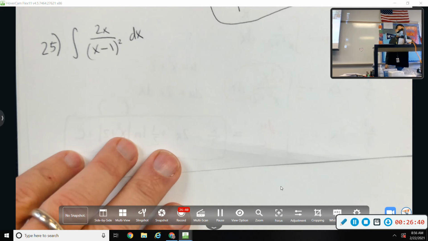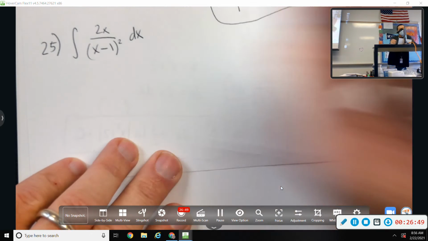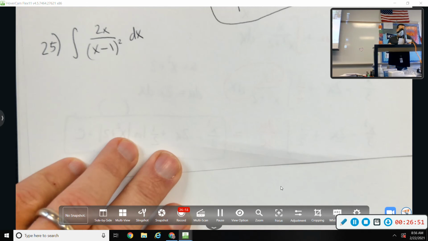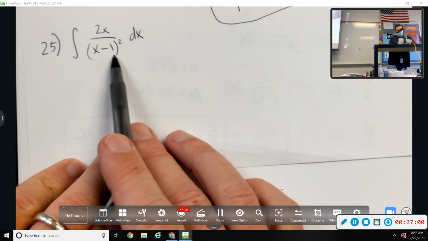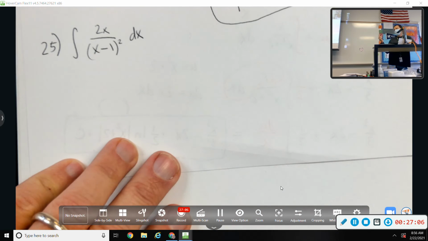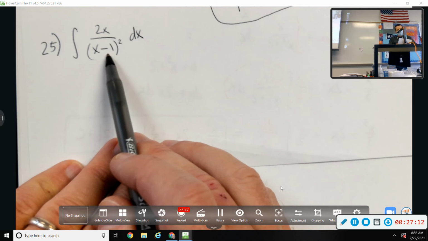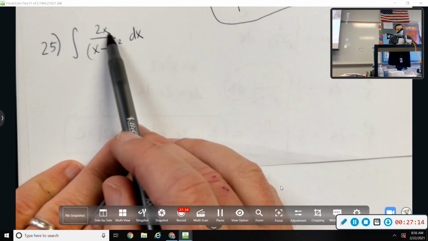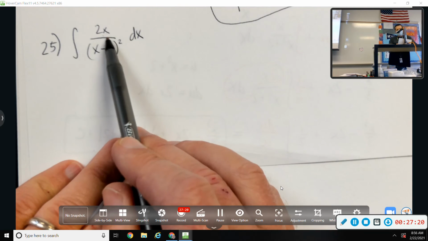Let's see. U-substitution for sure. I'm wondering if I want to do algebra first. If I FOIL that out, there's two things going on in my mind, and I really don't know which one is going to work. I can let u be x minus 1, and then du would be dx, and so I'd have to do that double reverse substitution thing on the top. It's not my favorite thing to do.